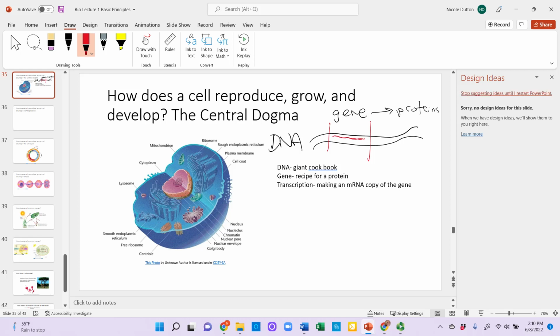And instead of copying it exactly, it's going to contain the base uracil, and there are some other details here that are above and beyond the scope of this course. But if you were to take a biology majors class, you would definitely learn all of the details of how this is copied. So all we're doing in transcription is making an mRNA copy of the gene. When we make that copy, we're literally just writing down a copy of the recipe from our recipe book.